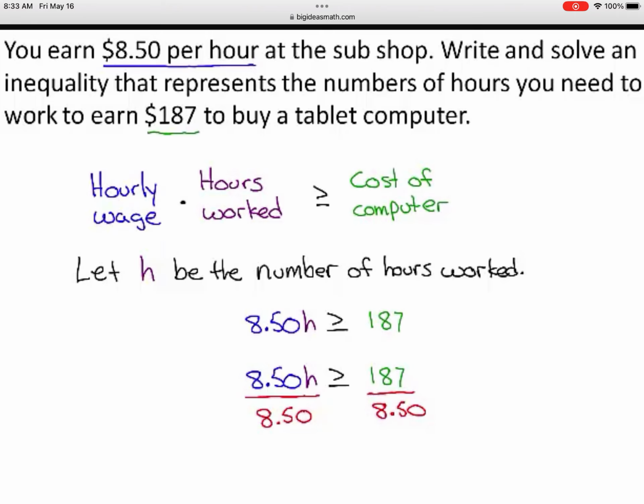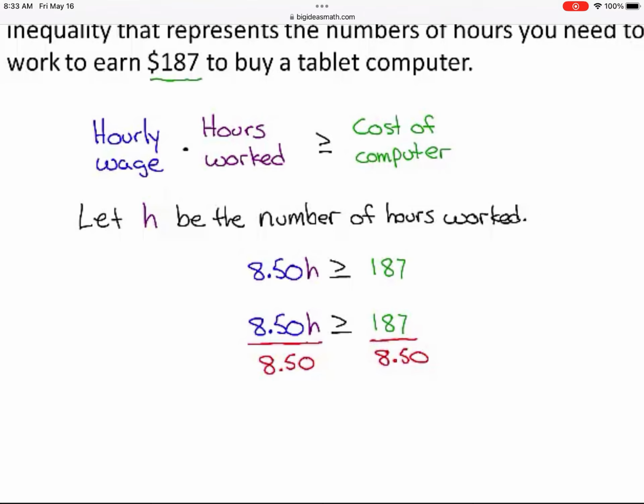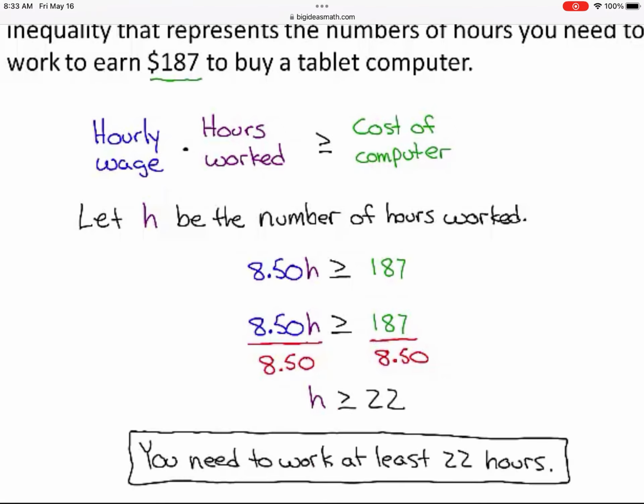8.50H divided by 8.50 is greater than or equal to 187 divided by 8.50. Because 8.50 divided by 8.50 equals 1 and 187 divided by 8.50 equals 22, H is greater than or equal to 22. So you need to work at least 22 hours.